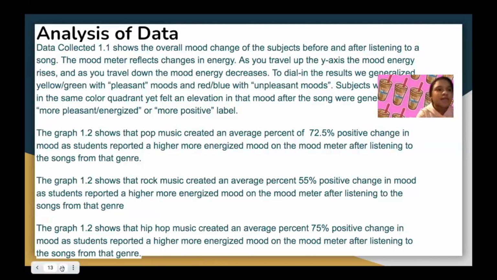The graph 1.2 shows the pop music created an average percent of 72.5 positive percent change in mood as students reported a higher energized mood on the mood meter after listening to the songs from that genre.